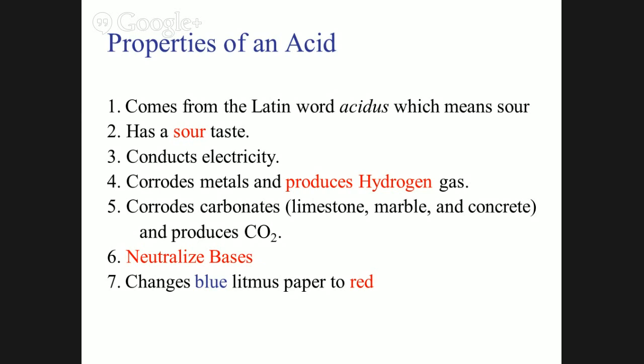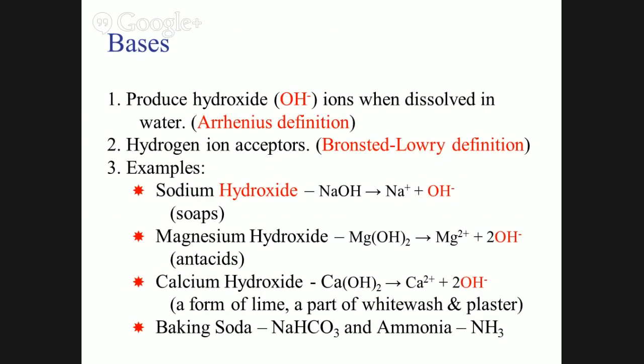Bases. Bases produce hydroxide ions when dissolved in water. That is the Arrhenius definition. Bases also are hydrogen ion acceptors, which is the Bronsted-Lowry definition. So you'll have to be aware of both definitions on an exam. Acids are easy. They just produce hydrogen ions. But bases, there's a couple of different definitions based on the historical understanding of the way bases work.